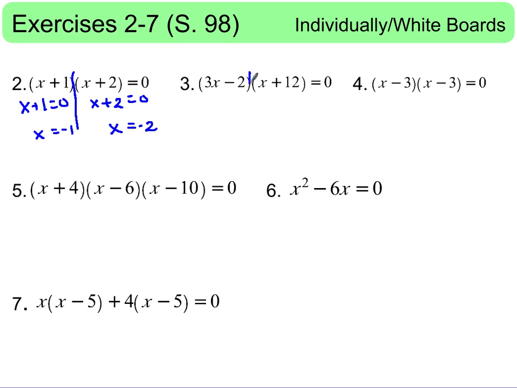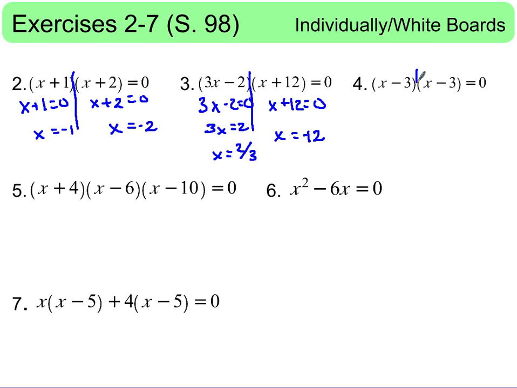Same thing if we look at problem number 3. If we split it up, we have 3x minus 2 equals 0 and x plus 12 equals 0. So in this one, if I add 2 to the other side, you get 3x equals 2. And if you divide by 3, x will equal 2/3. This one we would just subtract 12 from the other side, so x will equal negative 12.